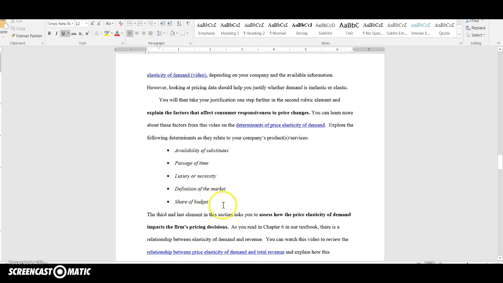Share of budget: some of you will have products that are very inexpensive relative to someone's annual income, and some of you will be looking at products that are very expensive relative to someone's annual income. So that is something that will be applicable to everybody. The others you might just want to look at on a case-by-case basis and just do your best to discuss each one as it's relevant.